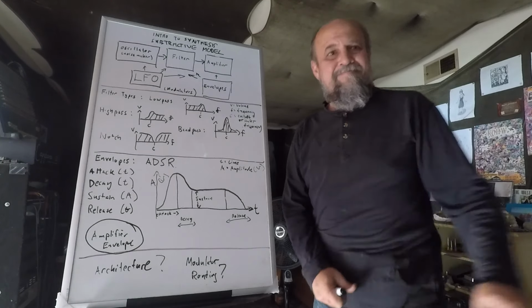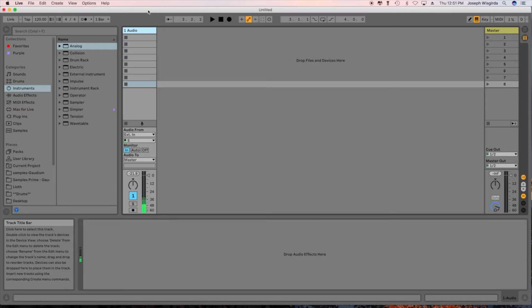Hey there, this is Joe Wiskerta. I'm back with you. I've got a session of Ableton Live opened. We're going to continue our exploration of basic synthesis using the virtual analog synthesizer. And how we're going to do this is by identifying the important components that we just talked about. So let me go ahead and begin.